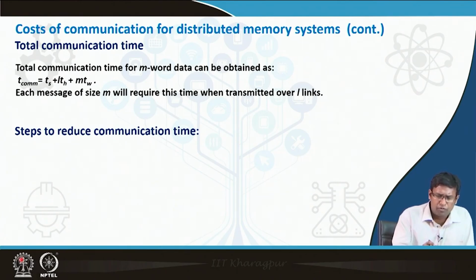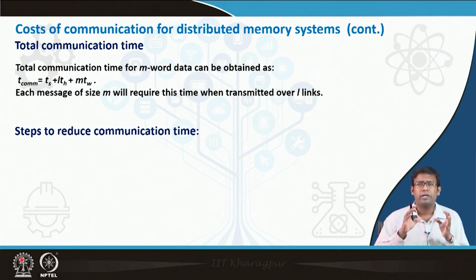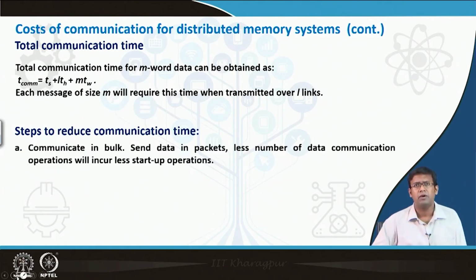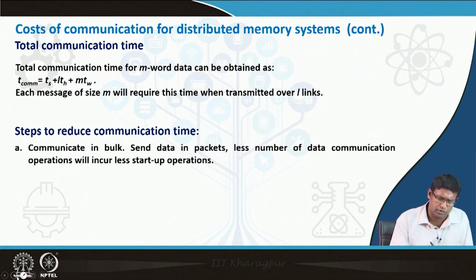Now, if we do frequent data transfer, if we take data and break it into multiple components and send it at different times, every time there will be a startup time, so the overall time will increase. So if we pack the entire data together, or multiple data together as a single message, and send it, the startup time will be reduced. Similarly, there can be some other steps to reduce communication time. One is communicate in bulk, send data in packets; a smaller number of data transfer operations will incur less startup operations.